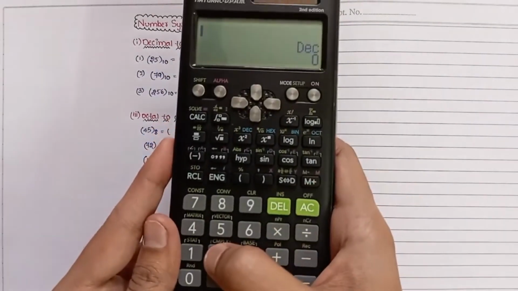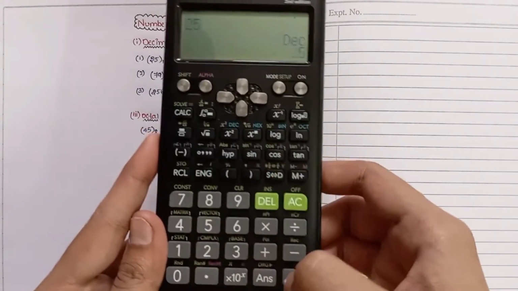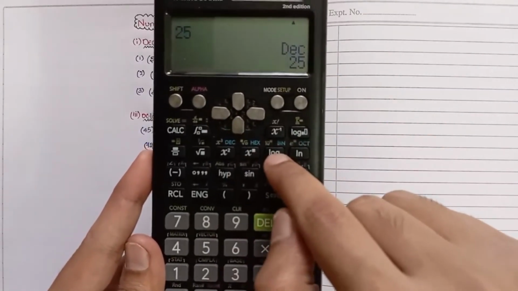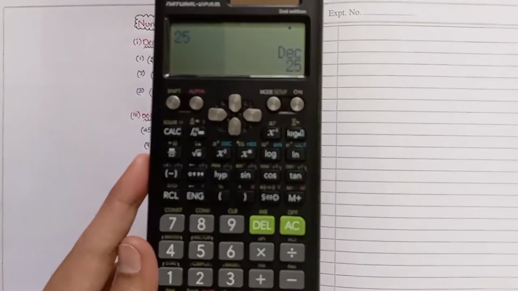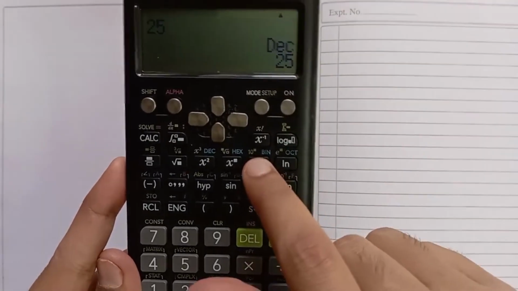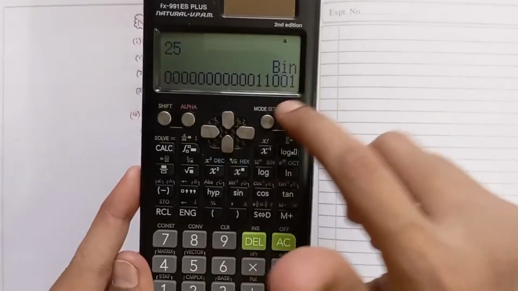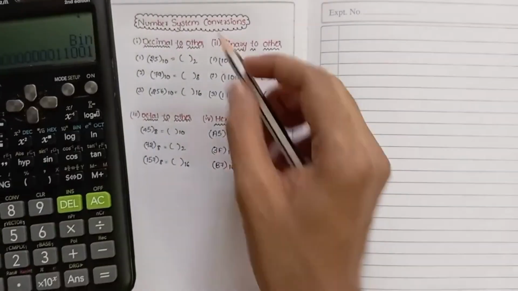First we will convert 25, the decimal number, into binary. Enter 25 and press equal to, so it is stored as the decimal value. Now click on binary. You will get the binary number of 25, which is 11001.